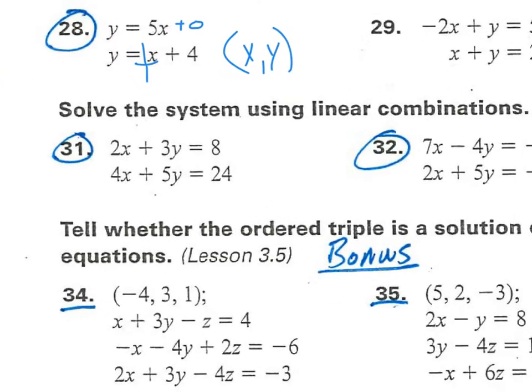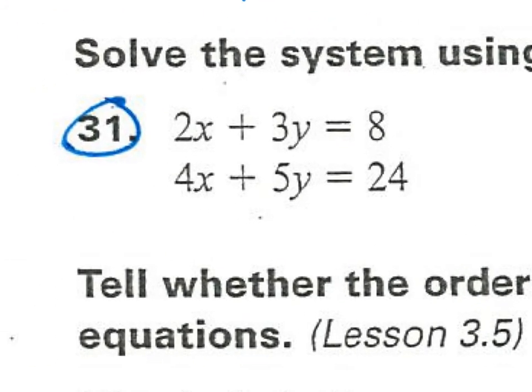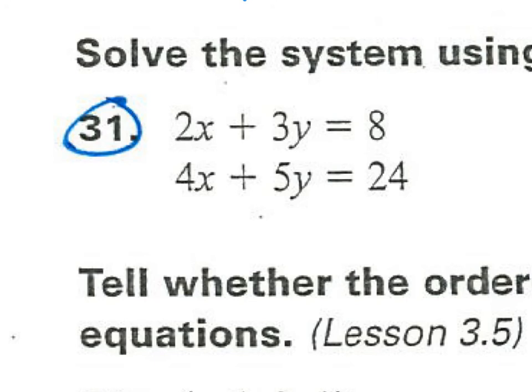32 and 33, we're going to solve these by combination. We want to figure out what x and y are. We did this a while back. I'm going to multiply this whole thing by -2 to every term. So now I'm going to rewrite it underneath the bottom one.